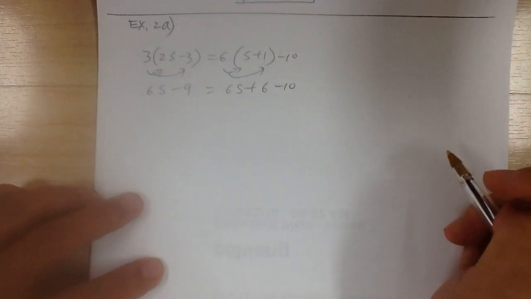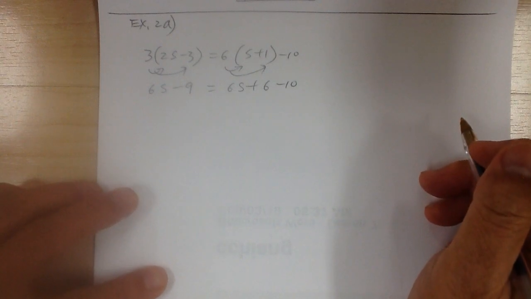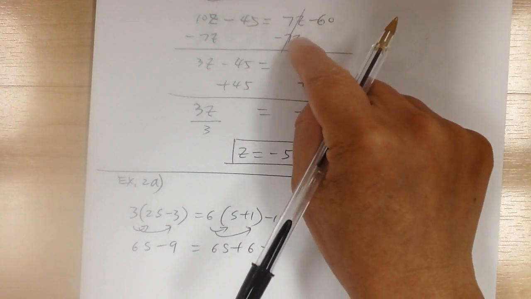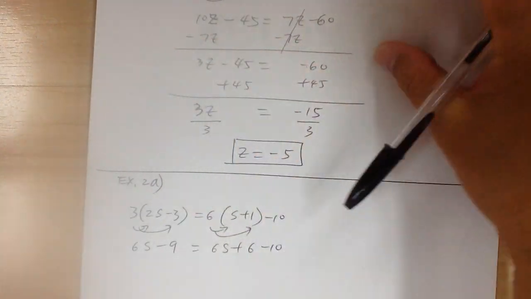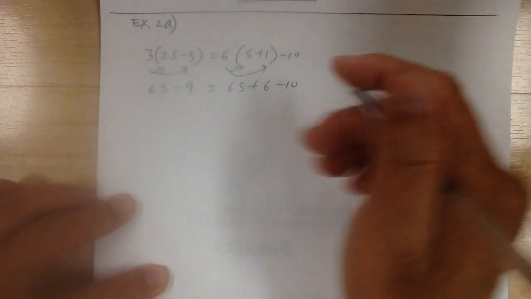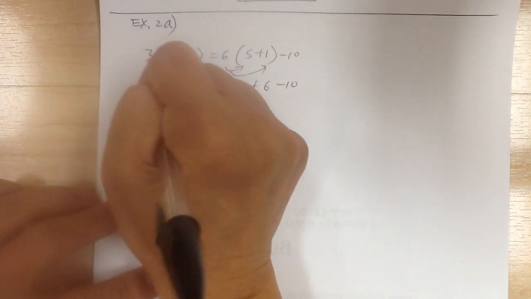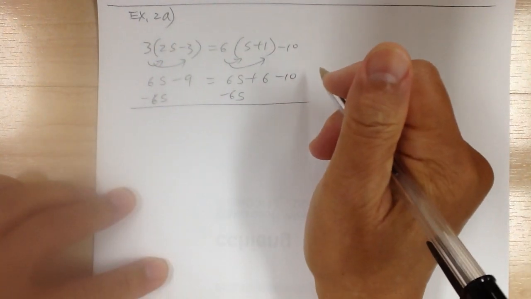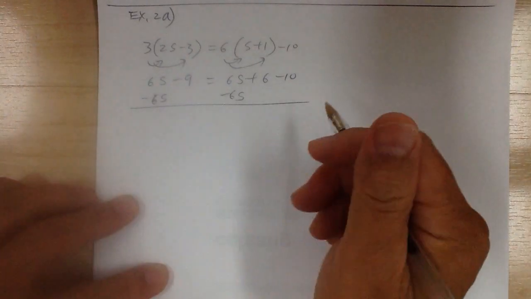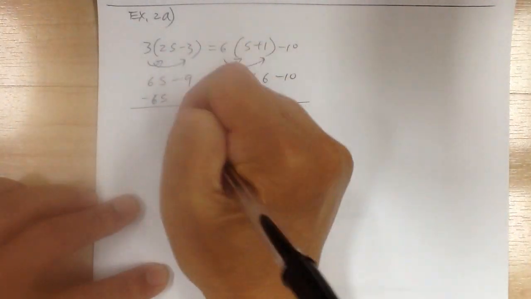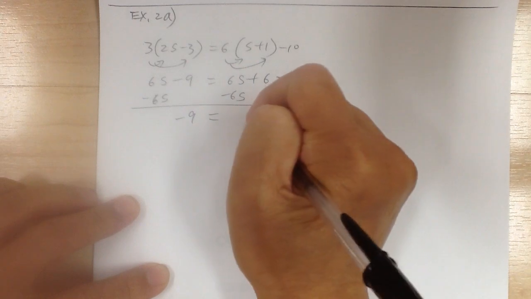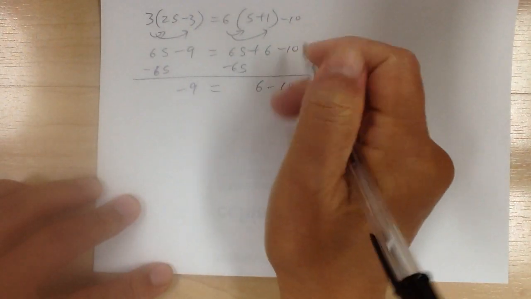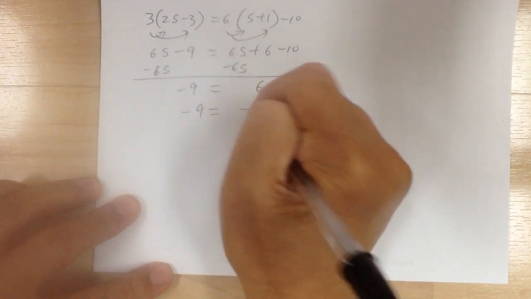From here I'm going to do two steps in one, moving the variable and the number. I'm going to minus 6s on both sides. You can always do the variable first. Actually, this one we can just leave. So you get negative 9 is equal to 6 minus 10, and you can combine over here, so you get negative 9 equal to negative 4.